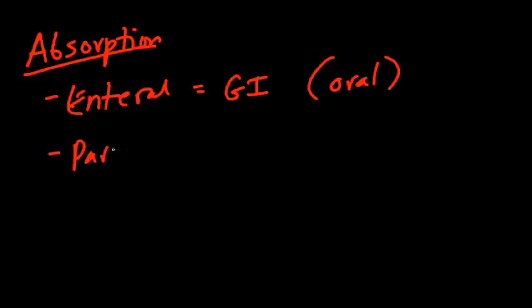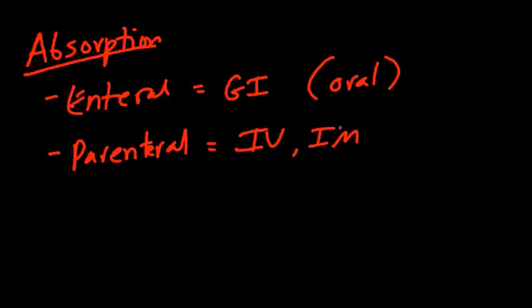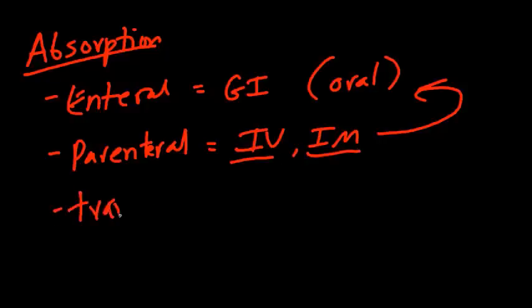Next, there's parenteral. The parenteral route involves things like intravenous injections or intramuscular injections. We're bypassing our enteral system, so we're bypassing our GI system. Instead of putting it down into our intestines to absorb it, we're going to bypass that and go directly into the bloodstream, or directly into the muscle, which will go into the bloodstream.